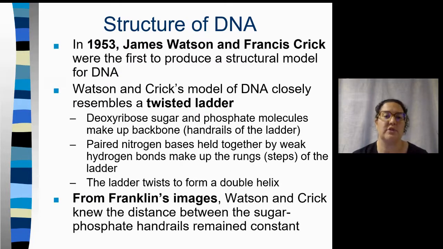In 1953, Dr. James Watson and Francis Crick were the first to produce a structural model for DNA. They used a model of DNA closely resembling a twisted ladder that was based on Rosalind Franklin's images. The deoxyribose sugar and the phosphate molecules make up the backbone, or the handrails, of the ladder, and the paired nitrogenous bases together make the rungs, or the steps, of the ladder. These are held together by weak hydrogen bonds because, as we'll see later with DNA replication, it needs to break apart and reattach. From Rosalind Franklin's images, they knew the distance between the sugar phosphate handrails remained constant. So her images were essential to their model.